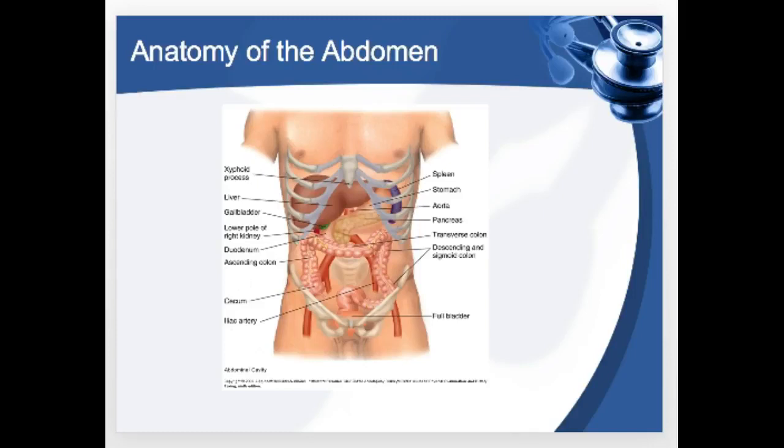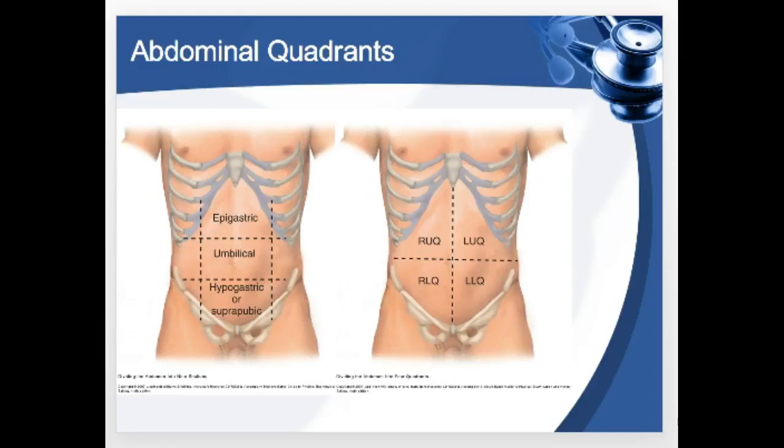That way you can make sense of someone who has, say, abdominal pain, right? There are a couple different ways to divide the abdomen. This is helpful for charting. This is helpful for relaying your findings to another provider. One way is to divide it into four quadrants here: right upper quadrant, left upper quadrant, left lower quadrant, right lower quadrant. Another way is into nine regions, where you have your epigastric, umbilical, and hypogastric or suprapubic regions, which is shown by this first picture.